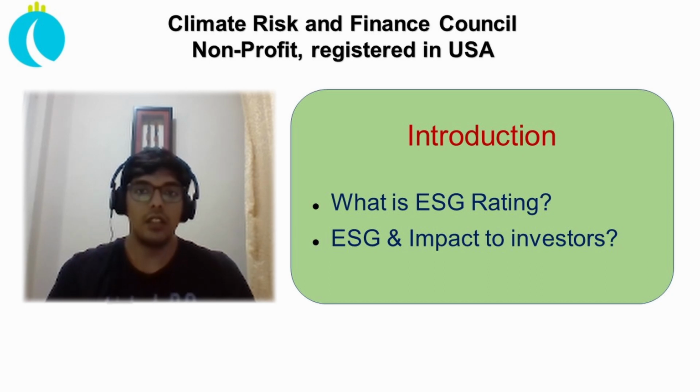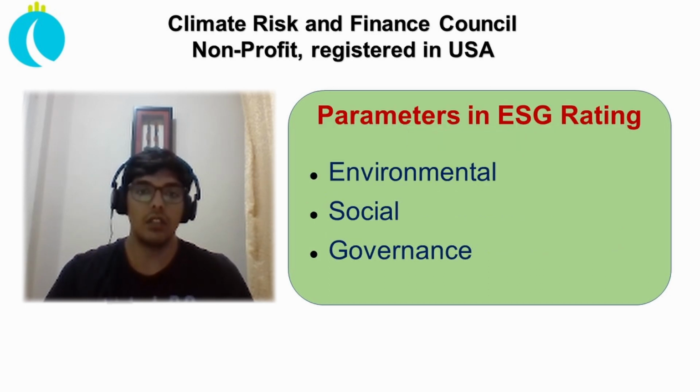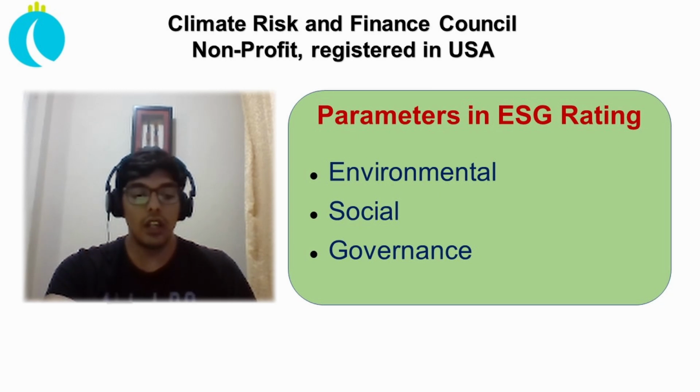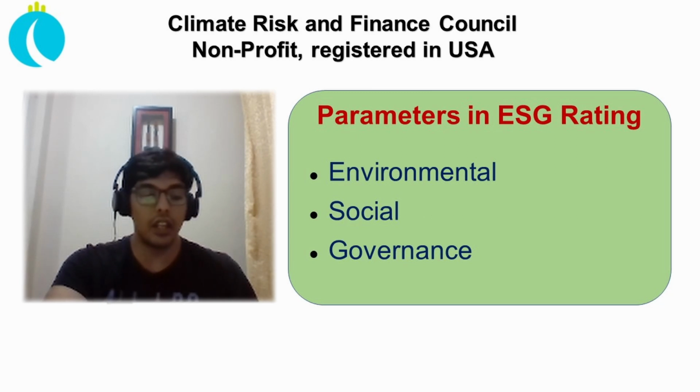So the parameters in the ESG rating. There are three parameters: environmental, social, and governance. The environmental side measures to what degree the companies impact the habitat and its resources. The social side looks at to what degree the company upholds fair treatment of human capital and takes responsibility for their product. And the governance side looks into how the company is run in terms of integrity and fairness.